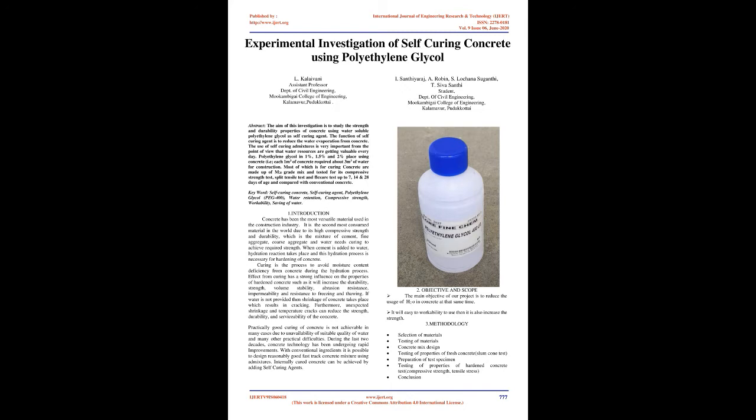1. Introduction. Concrete has been the most versatile material used in the construction industry. It is the second most consumed material in the world due to its high compressive strength and durability. It is a mixture of cement, fine aggregate, coarse aggregate, and water, and needs curing to achieve required strength. When cement is added to water, a hydration reaction takes place, and this hydration process is necessary for hardening of concrete.